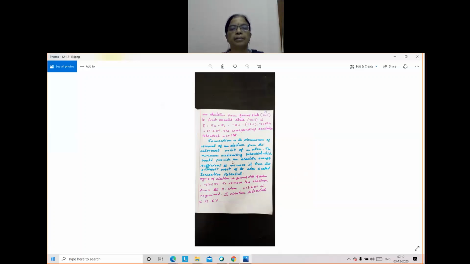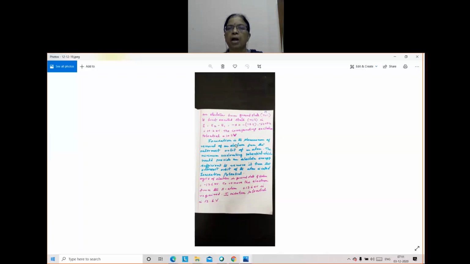So excitation energy and ionization energy. That is what we have to discuss today. As I told you yesterday, excitation energy is the energy required for an electron to jump from inner orbit to outer orbit.